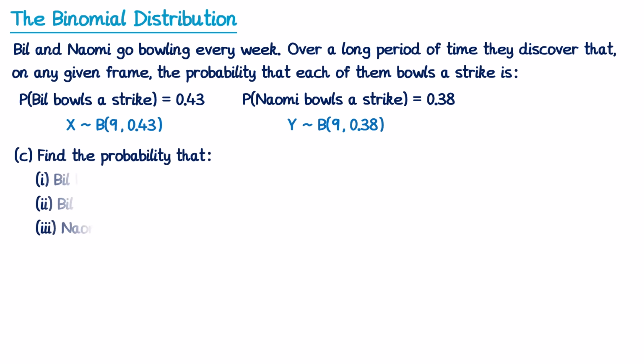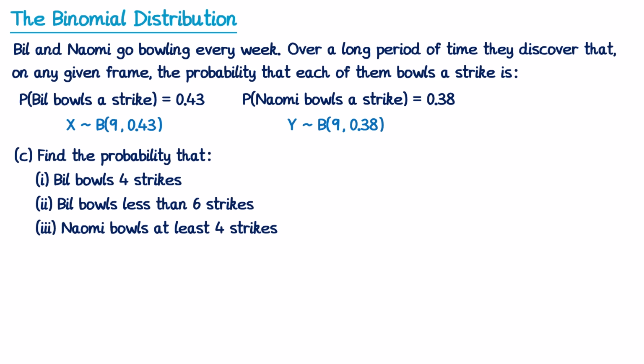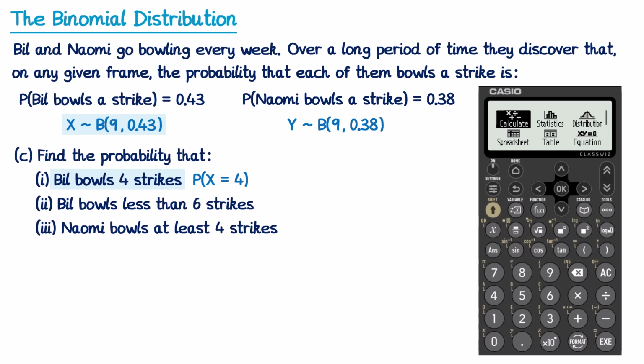We need to find the probability that Bill bowls 4 strikes, Bill bowls less than 6 strikes, and Naomi bowls at least 4 strikes. So for the first one, which is Bill bowls 4 strikes, we're going to use Bill's distribution, so x, and therefore we want the probability of x to be equal to 4 for 4 strikes. So let's take our calculator and plug in these numbers.